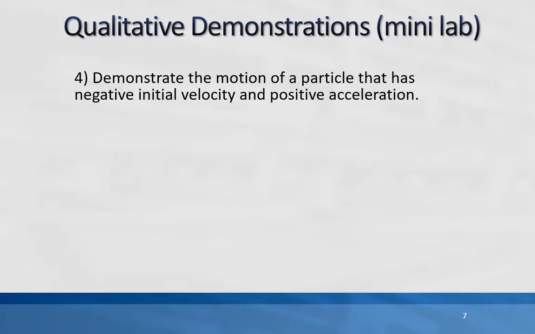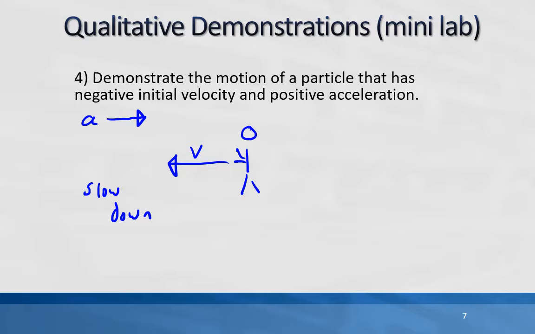If a particle has a negative initial velocity and positive acceleration, that would be like somebody going this way, and the acceleration is this way. So even though the acceleration is positive, the person is going against that, and the person will actually slow down. So the sign, the direction of the acceleration and the direction of the velocity, we really have to pay attention to.